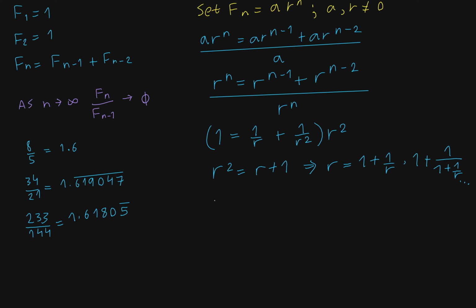are going to be phi and the negative reciprocal of phi. So now with this we have two solutions. So we have F of n is equal to a, for some initial value, phi to the n, and then b, for some initial value, negative phi to the negative n.